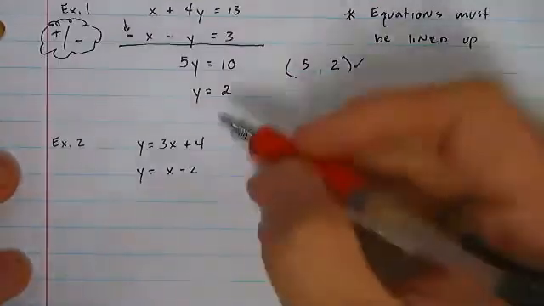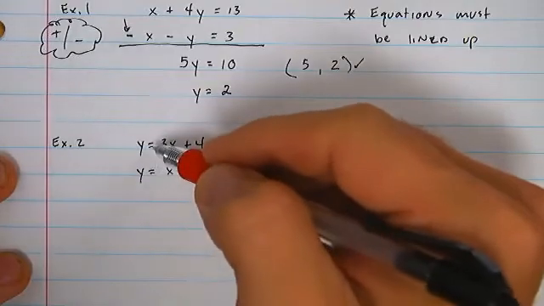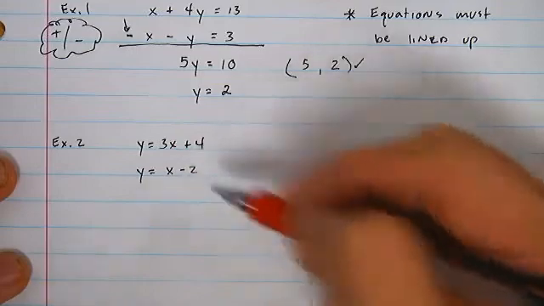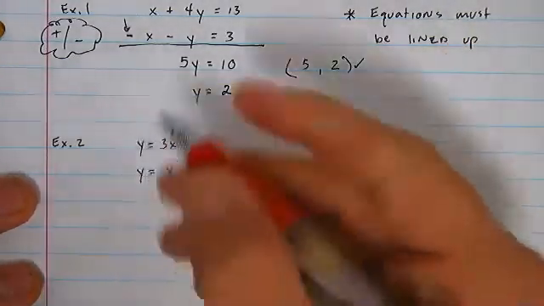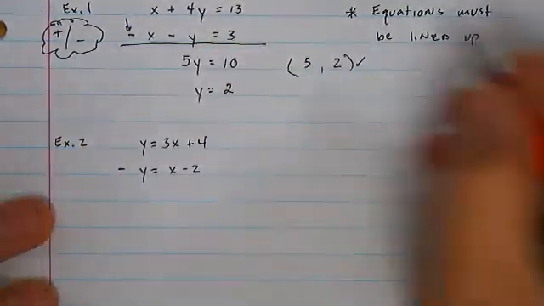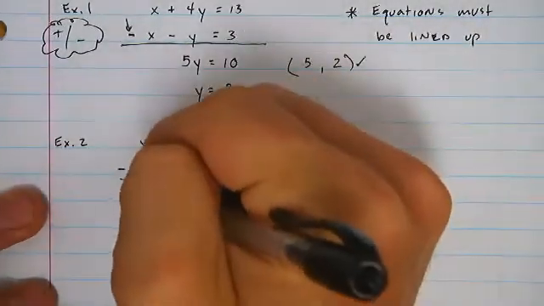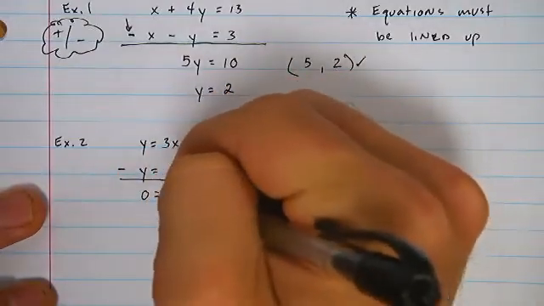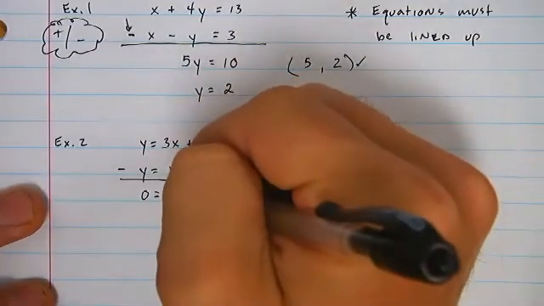So again, they have to be lined up. Your y has to be on top of your y. Your equal signs have to be in the same position, 3x and x, and then we have our constants at the end. In this case, I can see I have one y and one y, so again, I'm going to choose to subtract. Subtracting these two, y minus y, that's 0. 3 minus 1 is 2x. And then 4 minus negative 2 is a 6.